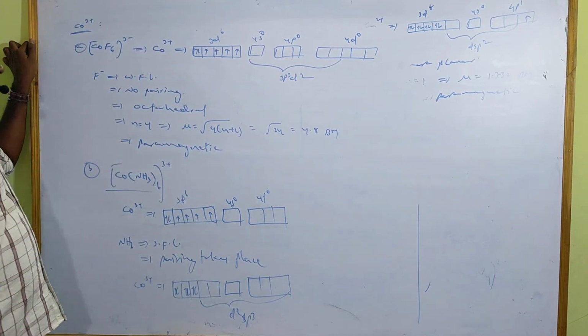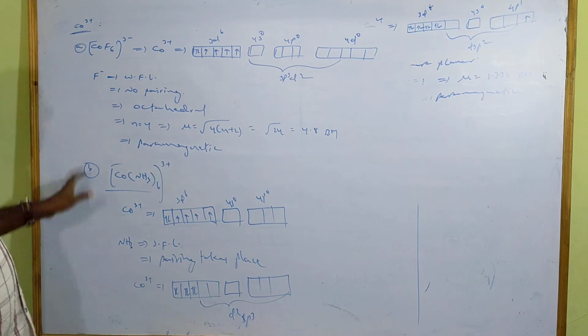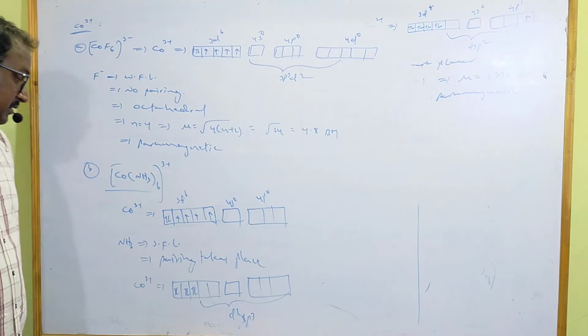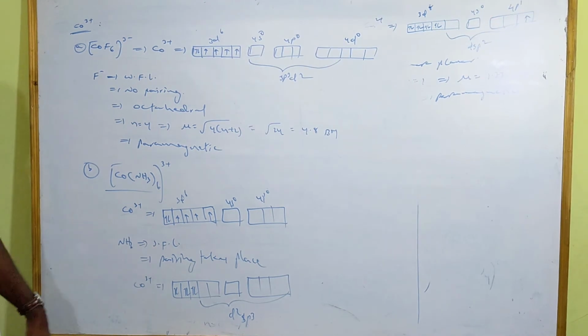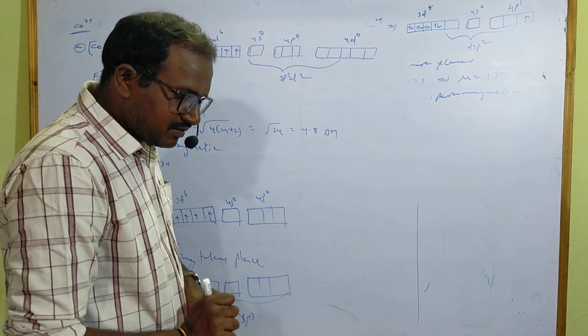Inner orbital complex. Same octahedral. Here pairing is taking place and it is a diamagnetic compound, because no unpaired electrons here. Like that you can take any example.